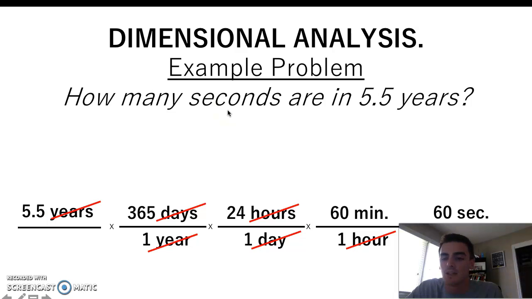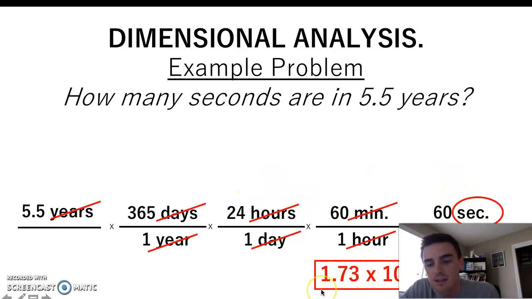Now I need to cancel out minutes. I see that minutes and minutes will cancel out, and that 60 seconds is equivalent to 1 minute, and then minutes divided by minutes will cancel. I'll be left with just seconds. So whatever this times this times this times this times this is will give me how many seconds there are. That answer comes out to be 1.73 times 10 to the 8th, which is a really big number, which makes sense because in 5 years there's going to be a lot of seconds.